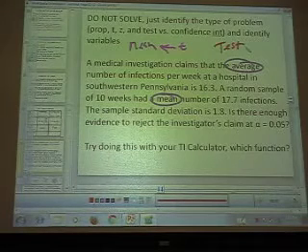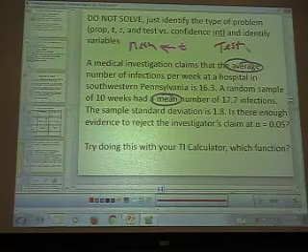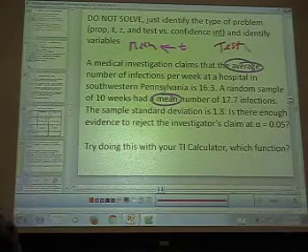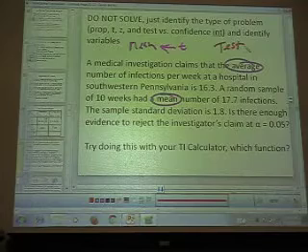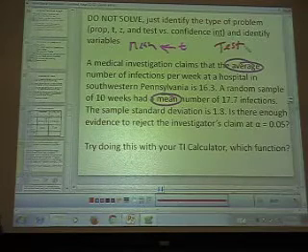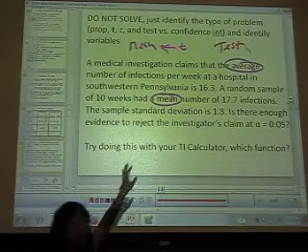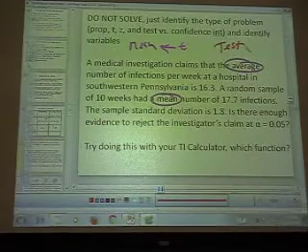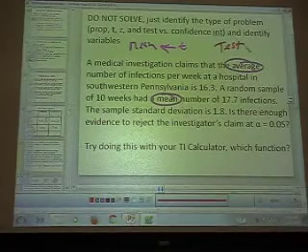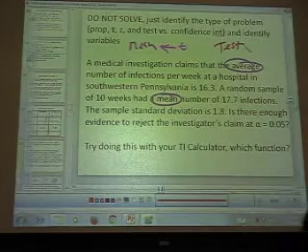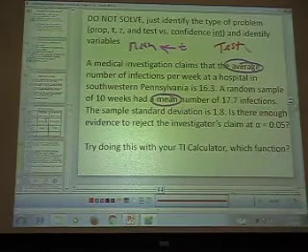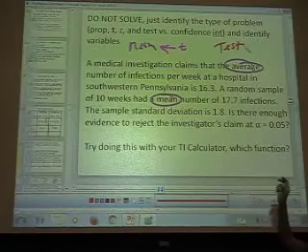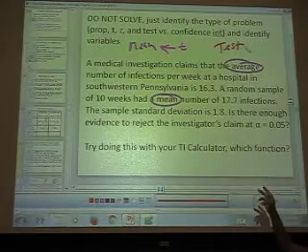Well, first of all, do you guys see the words confidence interval here? No. Do you guys see the word estimate? No, it says claim, which means test. So a confidence interval will always say confidence interval or estimate, always. If it doesn't, it is almost certainly, there's a really good chance it's a test.